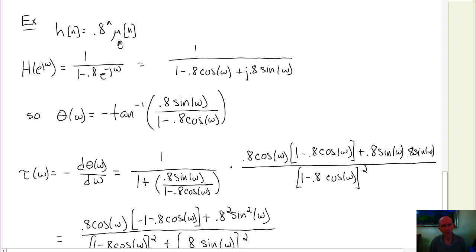Let's look at this filter here. We can easily calculate its DTFT, and so we can calculate its phase. Again, if we write this, this is going to be the real part, this is going to be the imaginary part. So the phase is just going to be the phase of the numerator minus the phase of the denominator. The phase of the numerator is 0. So the phase of the denominator is going to be the inverse tangent of the imaginary part divided by the real part. So it's minus the inverse tangent of this.